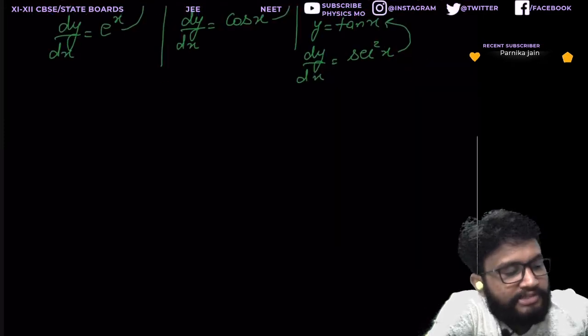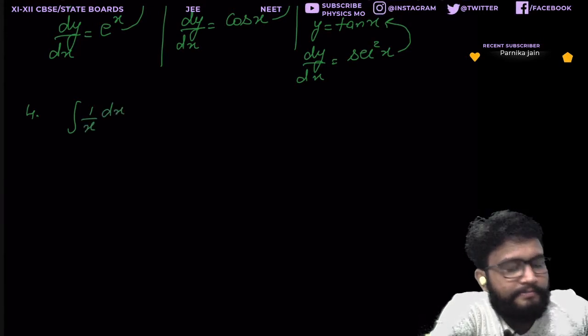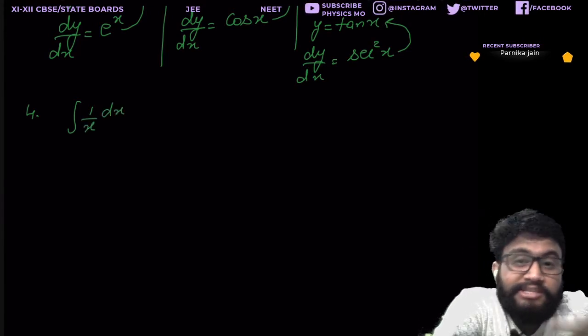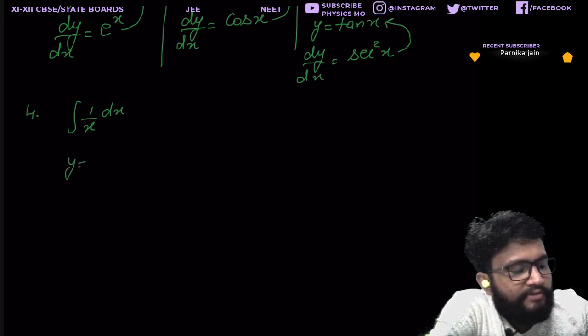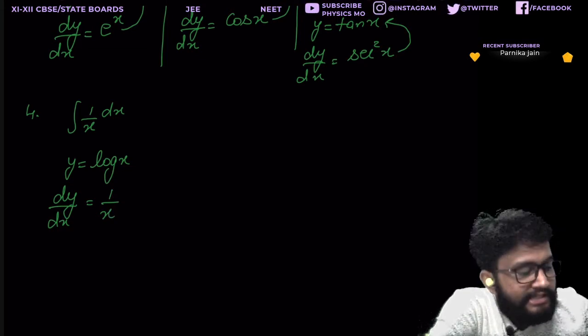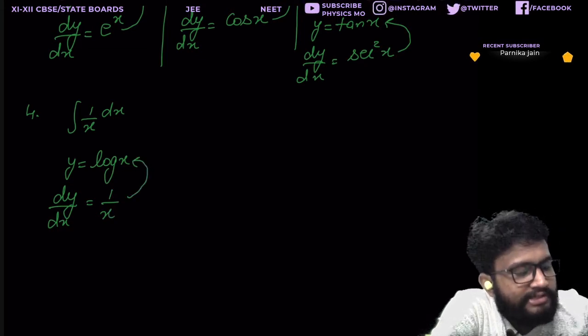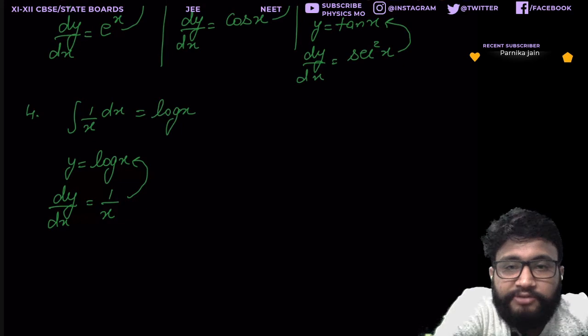Let's take one more example. For example, if you are asked integration of 1 upon x dx, just think, 1 upon x was the differentiation of what? I think we have a function which was log x, and if you differentiate log x, dy by dx, the differentiation was 1 upon x. So integration of 1 upon x will be equal to log x, and you will write it this way. Are you getting my point? In what way is it a reverse process?